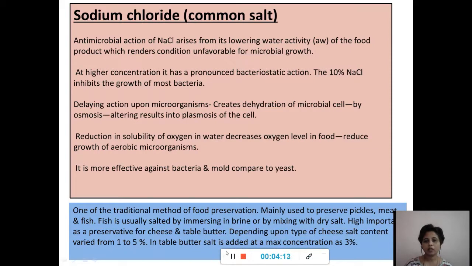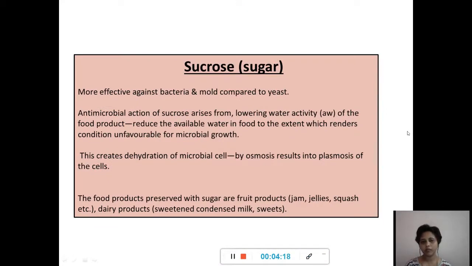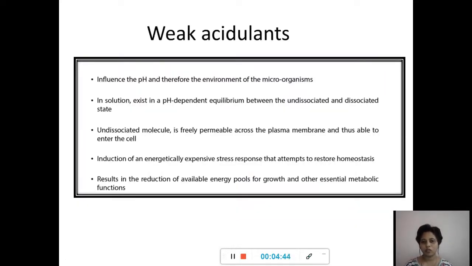So let's go into the next natural component, sucrose or sugar. It is more effective against bacteria and mold compared to yeast, and its antimicrobial action arises from the lowering of the water activity of the food product, which creates dehydration of the microbial cell by osmosis, resulting in the plasmolysis of the cell. The food products which we all know are preserved using sugar include jams, jelly, squash, dairy products, etc.